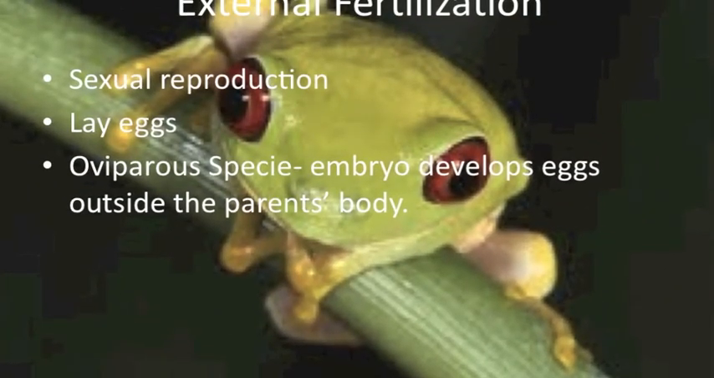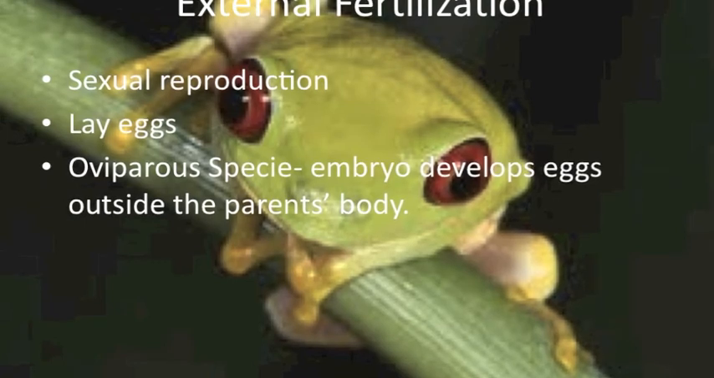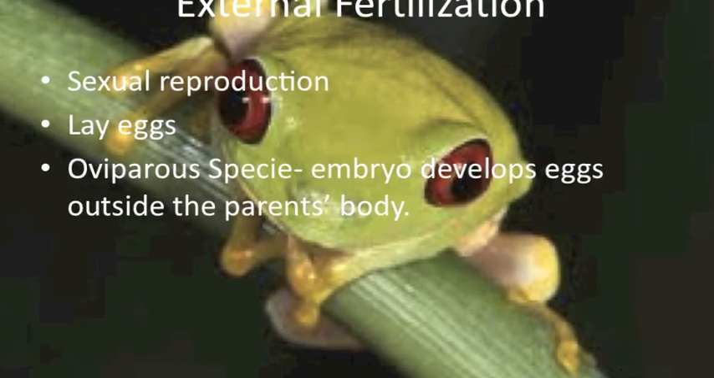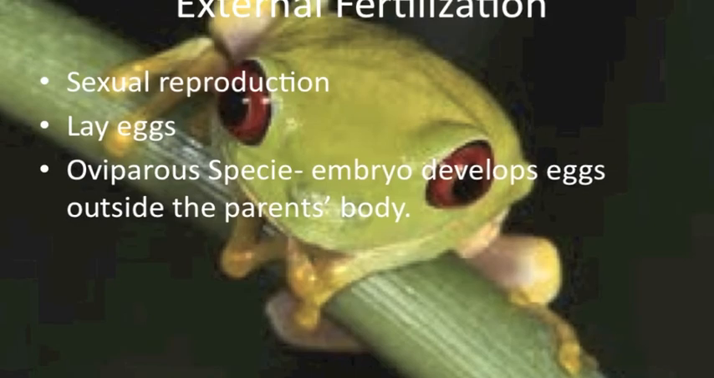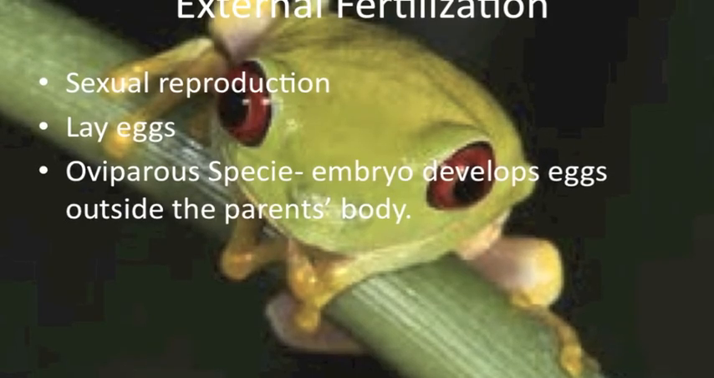External fertilization. Frogs reproduce sexually by laying eggs. They are also oviparous species, which means the embryo develops in eggs outside the parents' bodies.